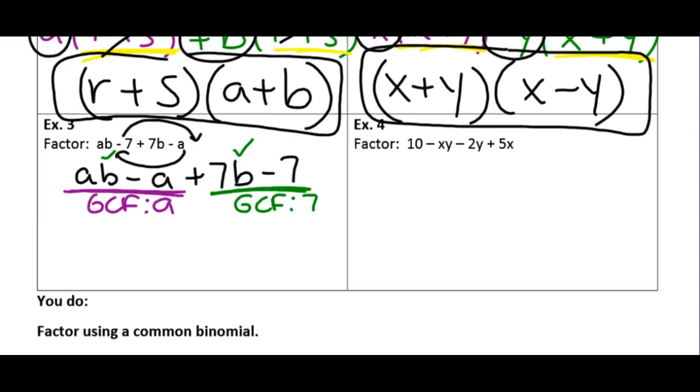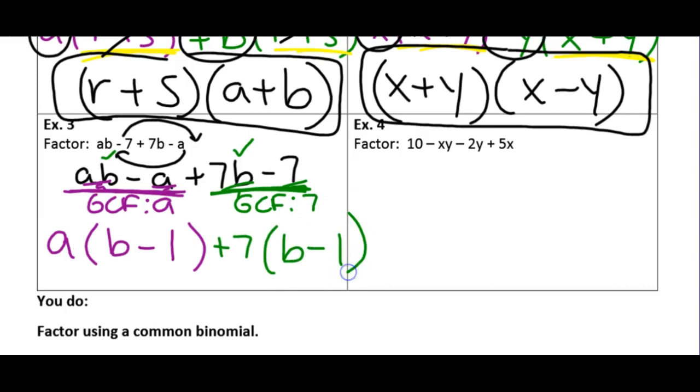So this first group, I'm factoring out an a. And when I do that, what's left? Well, remember that's dividing by a. So that's b minus 1. My second group, I'm factoring out a 7, so I'm dividing by 7. So that leaves b minus 1.